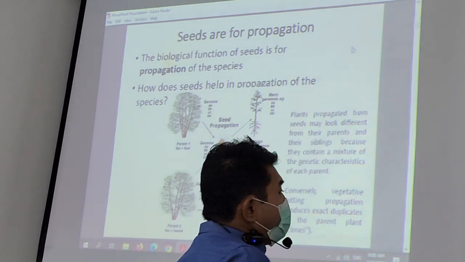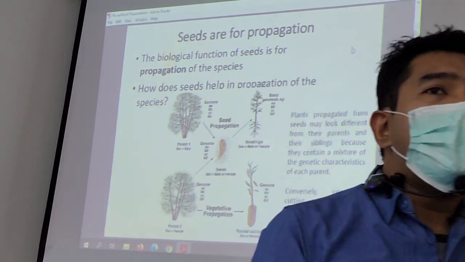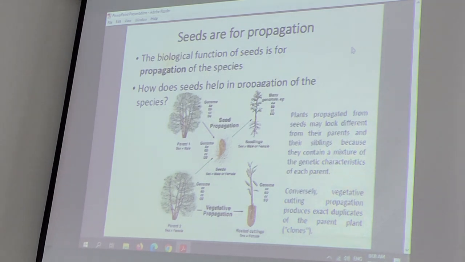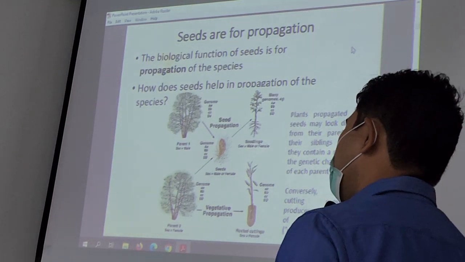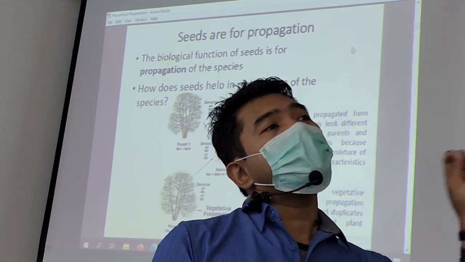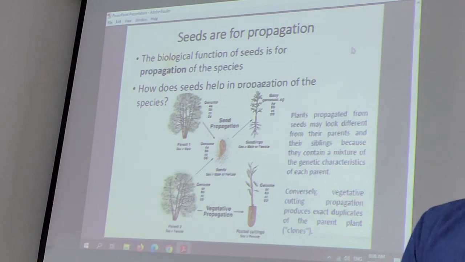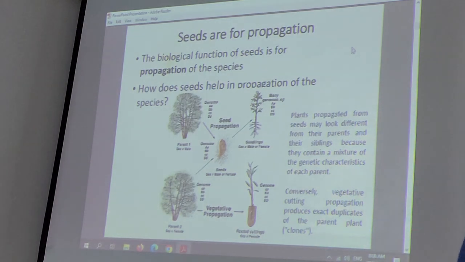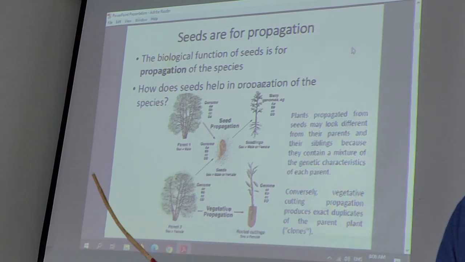So, the biological function of seeds. Why do you need seeds? Because you might know that some plants, even if you snap the stem and put the stem into the ground, it will grow. Like your favorite plant, cassava, tapioca, right? Does it require seeds to have a new plant? How do you grow tapioca, cassava? From what?